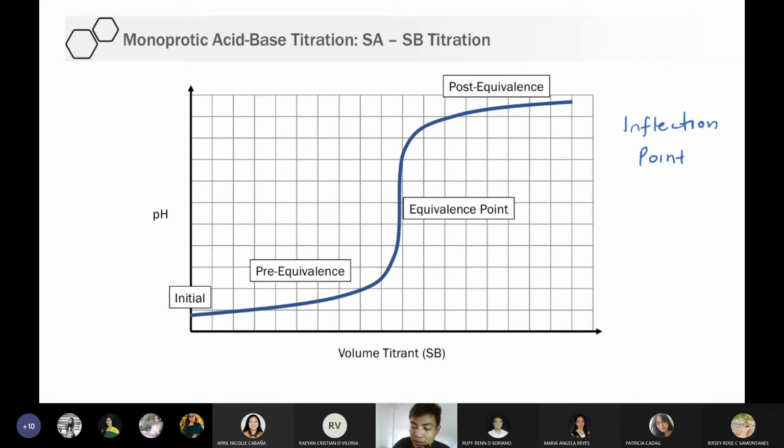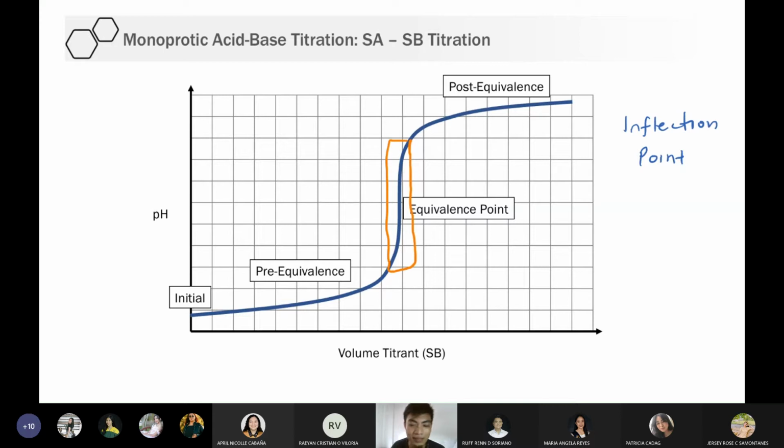Okay, so ang tawag sa region na to ay inflection point, no? This portion. Okay, inflection points in algebra, or geometry, they are characterized by a steep slope, no? Ibig sabihin malaki yung change sa slope. Okay? So sa inflection point sa chemistry, dun mo makikita yung equivalence point. Okay? So yun yung relationship niya sa chem ng algebra. Again, sa inflection point, dun mo makikita yung equivalence point, no?